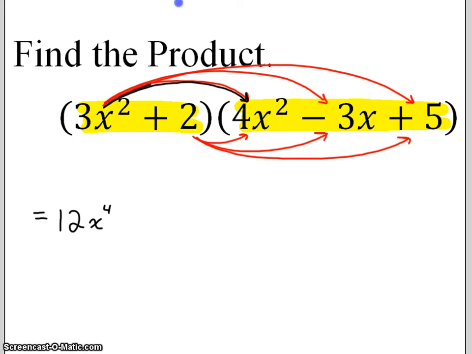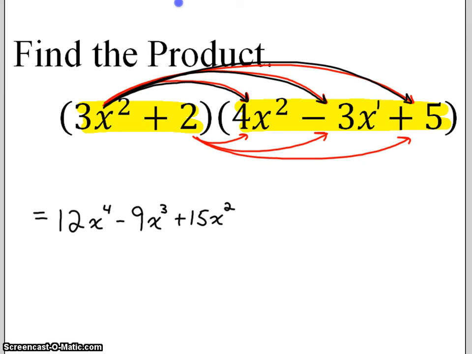Now for the second one, 3x squared times negative 3x. First of all, it's a positive times a negative, so the answer will be negative. 3 times negative 3 is minus 9. Now x squared times x is x cubed. Remember, there's a 1 there over that x. And then 3x squared times positive 5. All you can do is multiply the 3 times the 5, 15, and then write down x squared. So plus 15x squared.